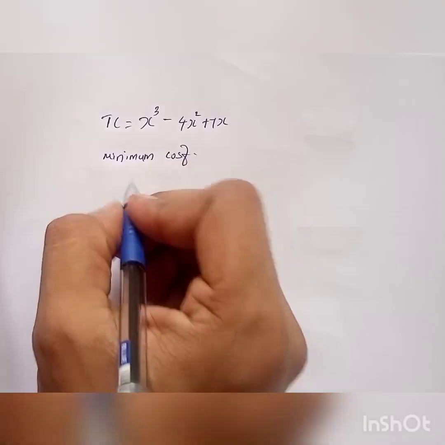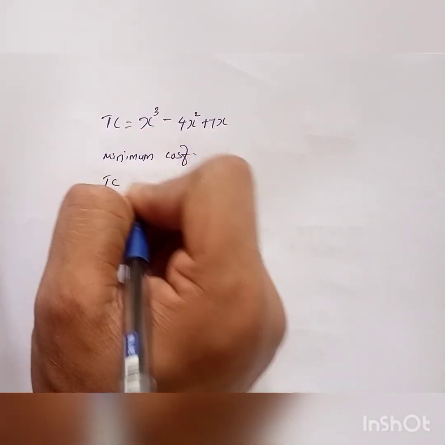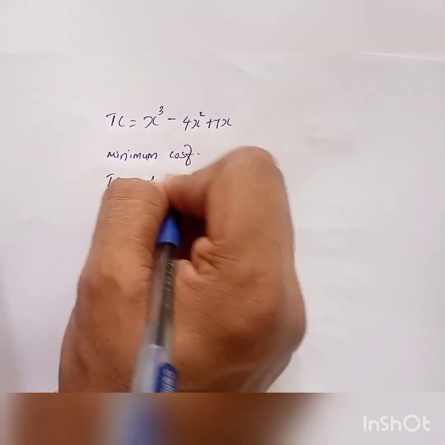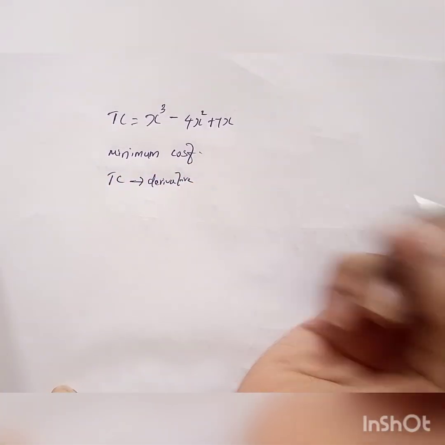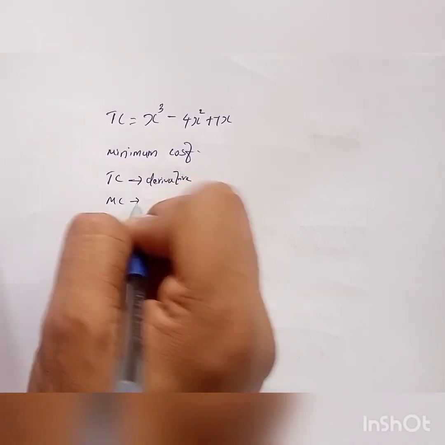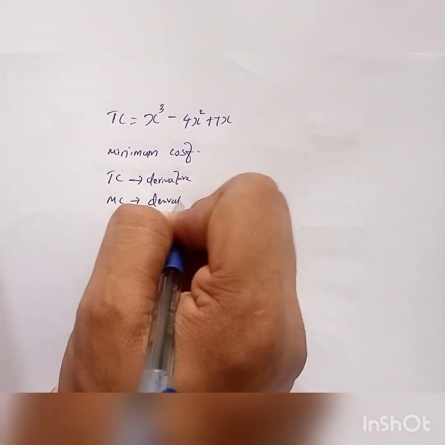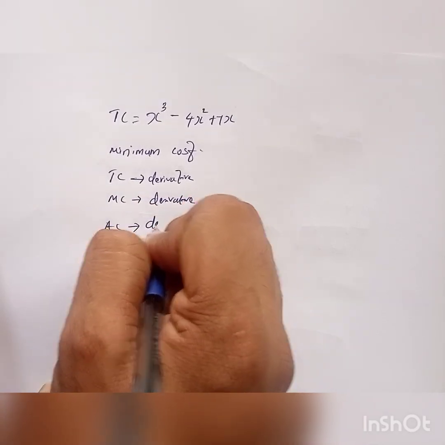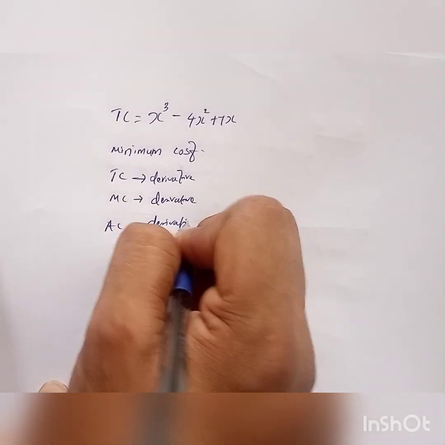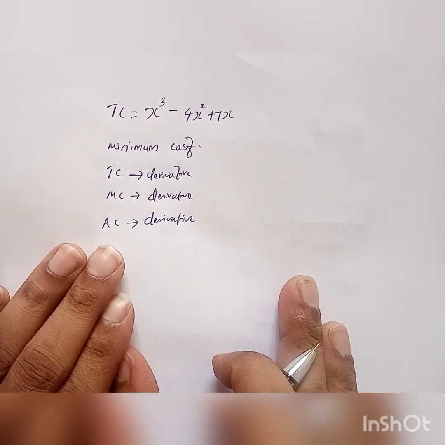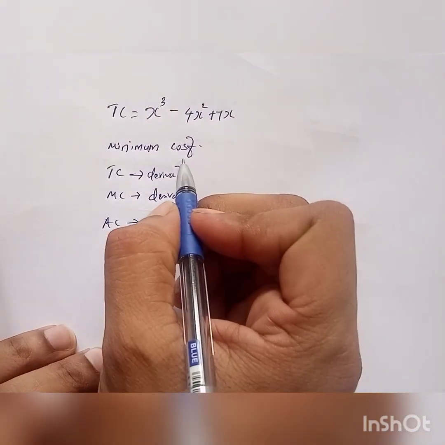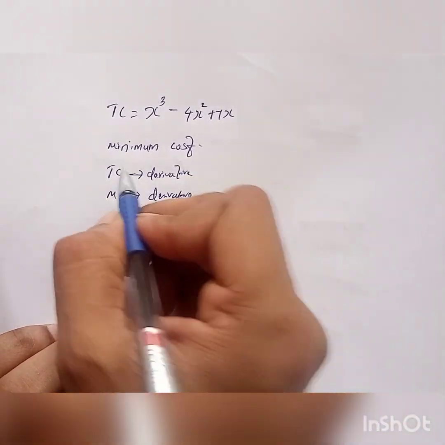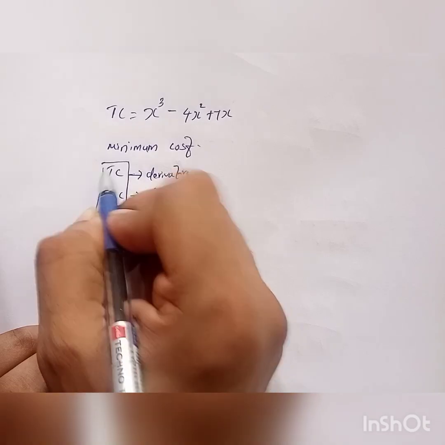So whenever any question is asking to find the minimum cost, then what do we have to do? If it is total cost, what do we have to take? We have to take the derivative of total cost. If it is marginal cost, then we have to take the derivative of marginal cost. If it is average cost, we have to take the derivative of average cost. So whatever it may be, if the question is asking about minimum cost, we have to take the derivative of whichever type of cost is asked in the question.